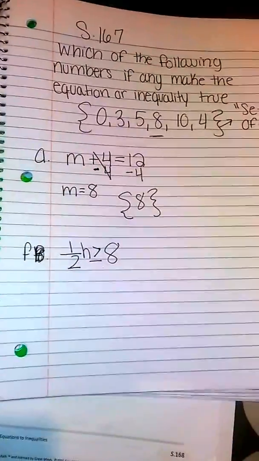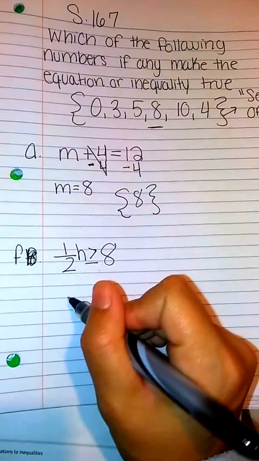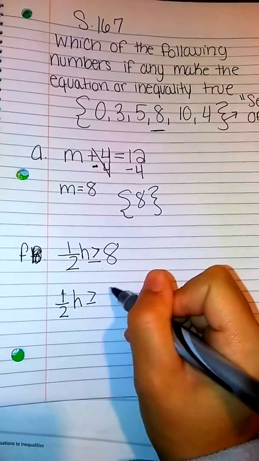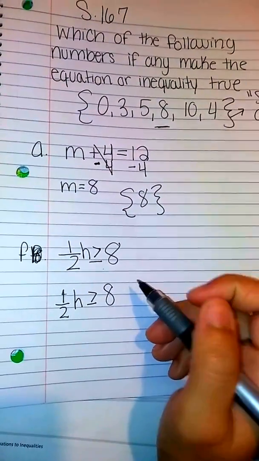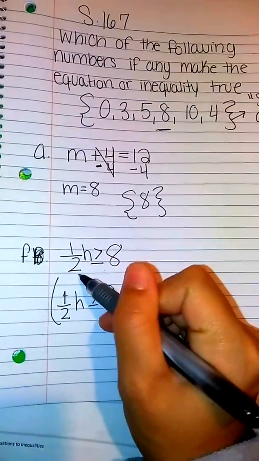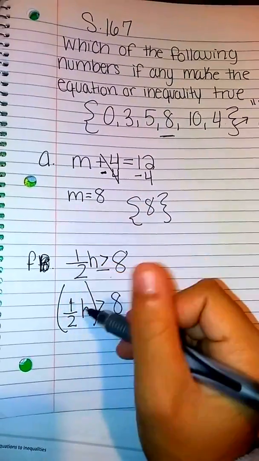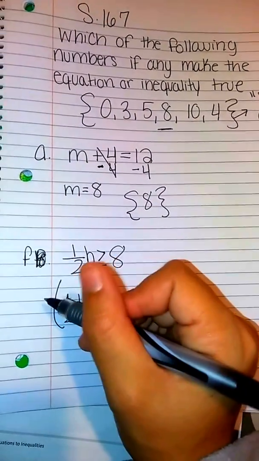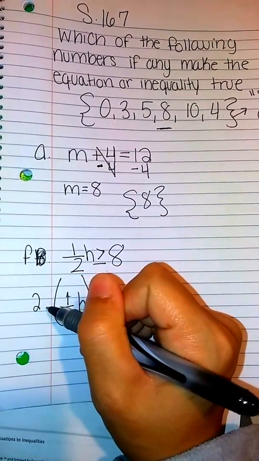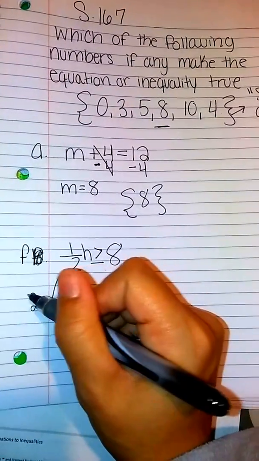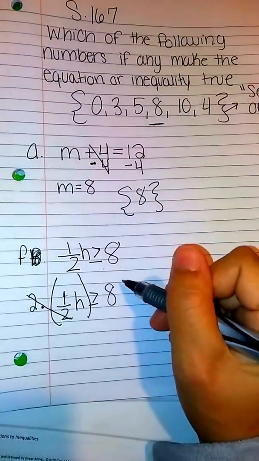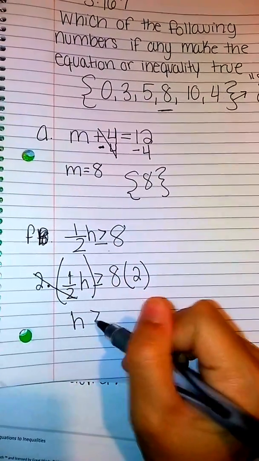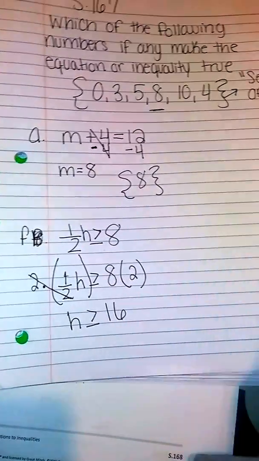Now let's look at F. We have 1/2 h is greater than or equal to 8. We're going to isolate the h by getting rid of this division. And to get rid of a division, you do inverse operation. And we're going to go ahead and multiply this by 2. Okay? 2 is going to cancel out with 2. Whatever you do to the left side, do it to the right side. So we now have h is greater than or equal to 16.